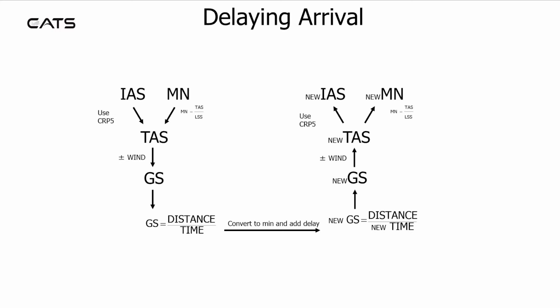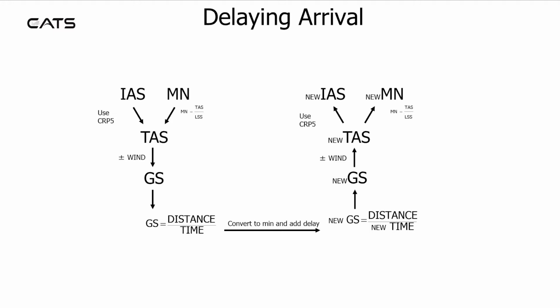Once you've got the TAS, add or subtract the wind, depending if it's a tailwind or a headwind, to get the ground speed. Using a speed distance time relationship, calculate the time required to cover the distance at the ground speed that you've just calculated. In minutes, add the delay which is given in the question, for example 5 minutes longer, delaying the arrival, and you'll have a new time. Divide your original distance by this new time and you'll get a new ground speed.